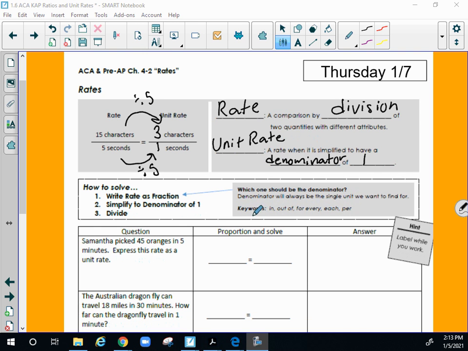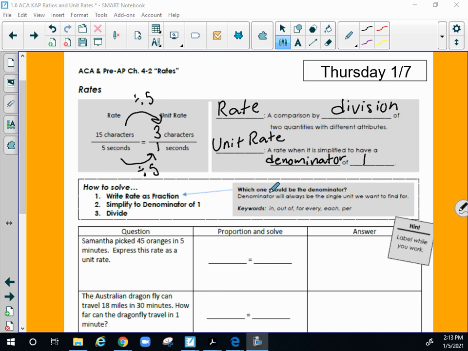So now we can scroll down and look at some of these examples. Here it says, Samantha picked 45 oranges in 5 minutes. Express this rate as a unit rate. The first thing we are going to need to do is write it as a fraction. When we're trying to decide how to write it as a fraction, we need to figure out which one's going to be the denominator.